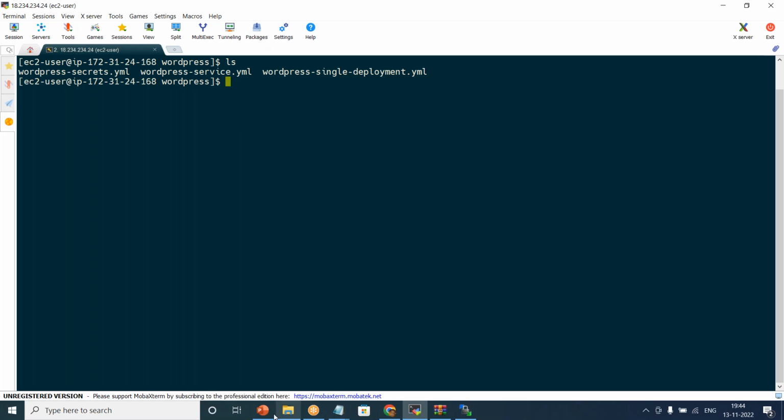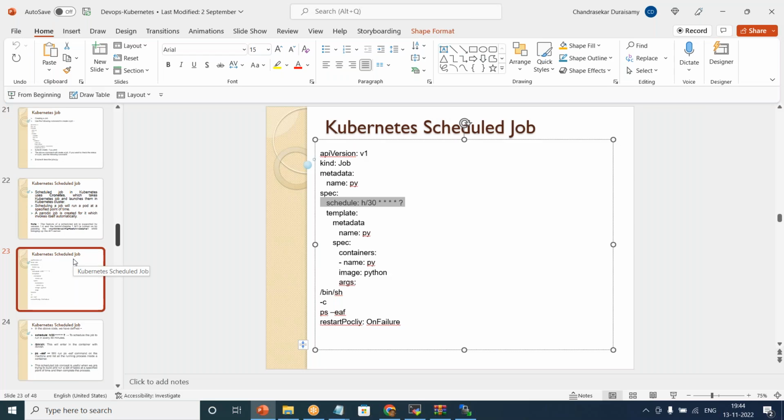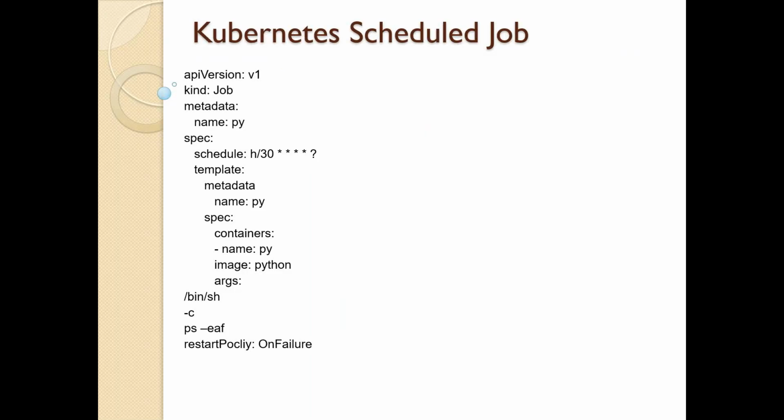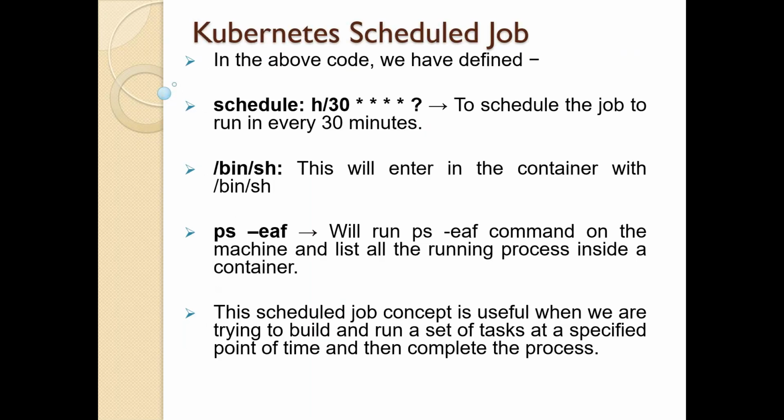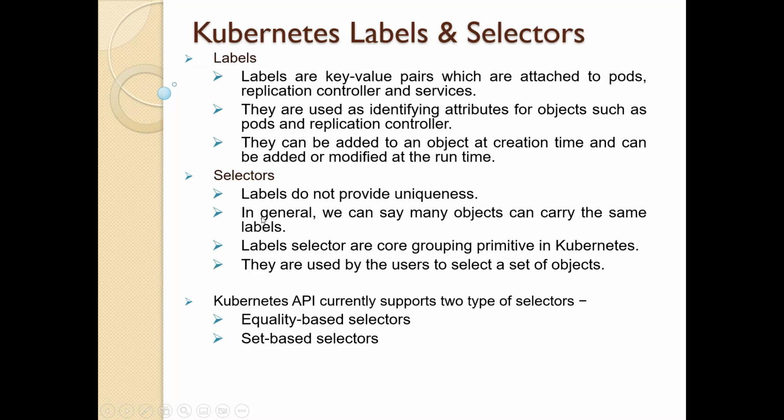Okay. So like that, there are a lot of options here. You can schedule jobs using the schedule. It runs every 30 minutes, and this will enter into the container. This one will run and check all the processes that are running, right? So you can do that.